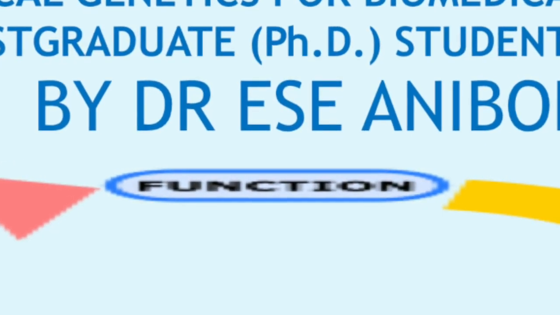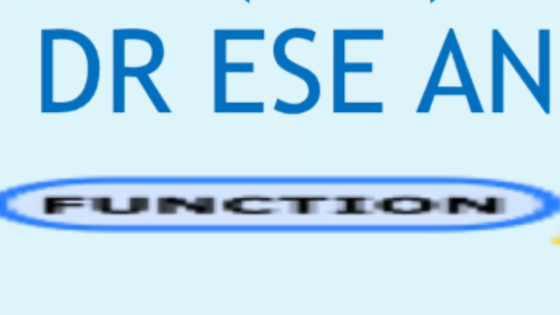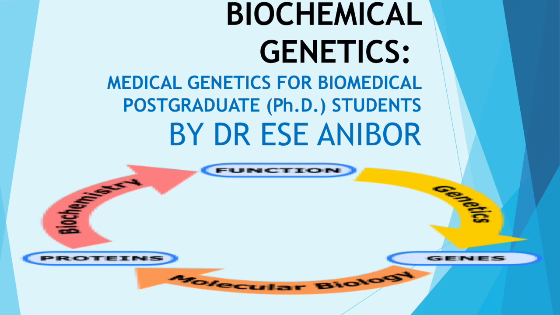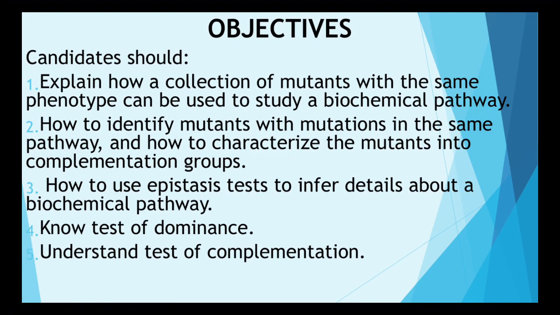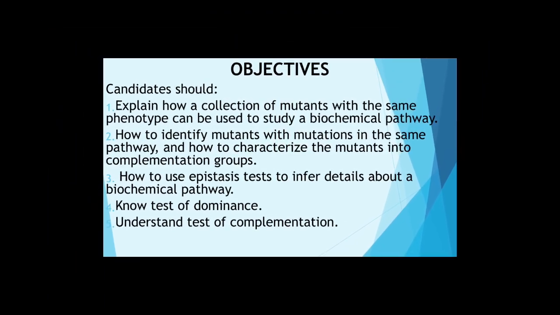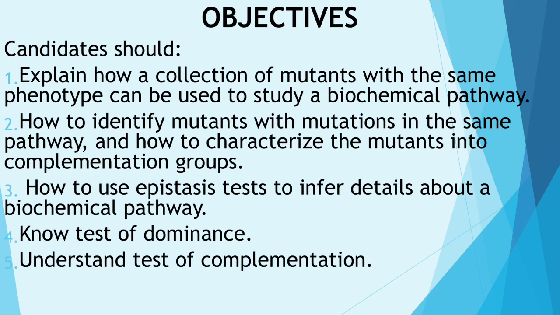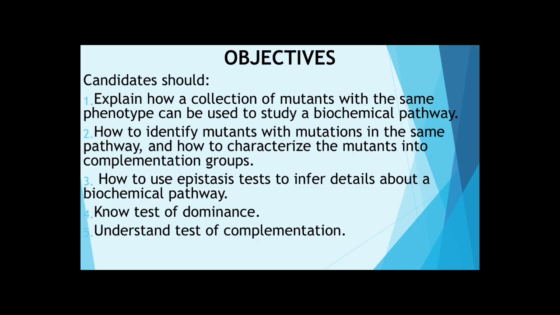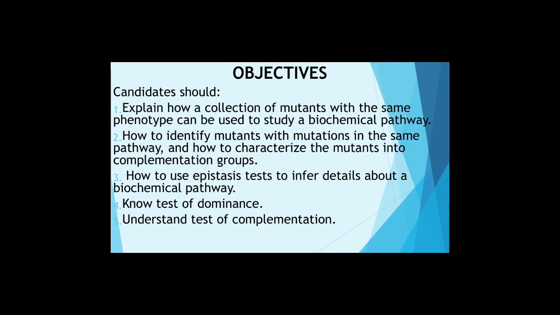The topic is biochemical genetics, a vital topic in medical genetics for biomedical postgraduate students, that's the PhD students. What are the objectives? Candidates should explain how a collection of mutants with the same phenotype can be used to study a biochemical pathway. They should know how to identify mutants with mutations in the same pathway and how to characterize the mutants into complementation groups.